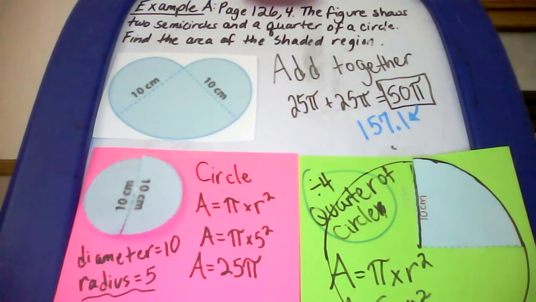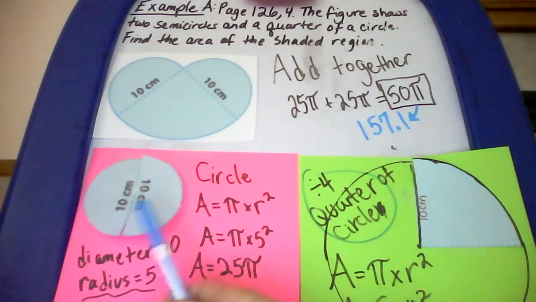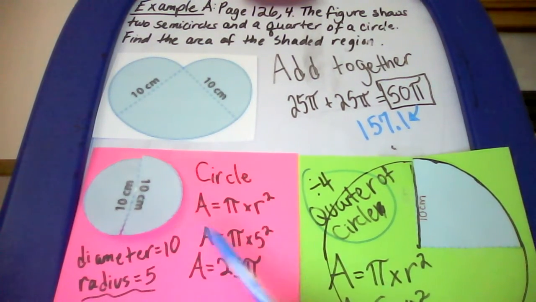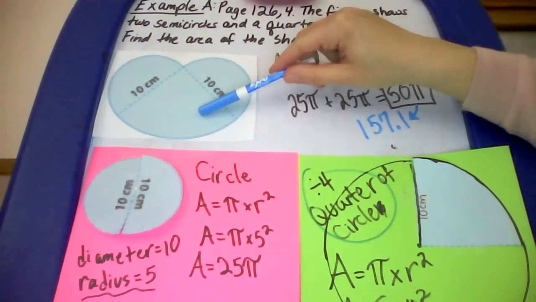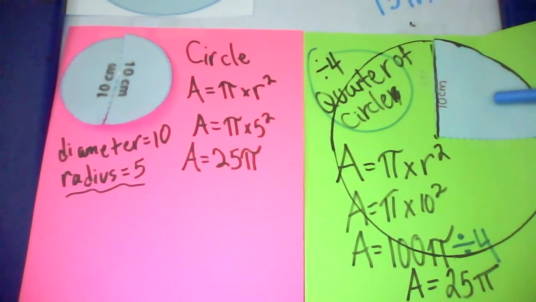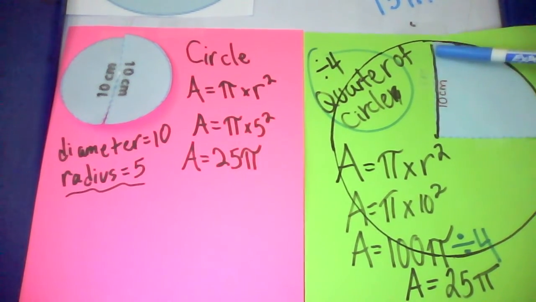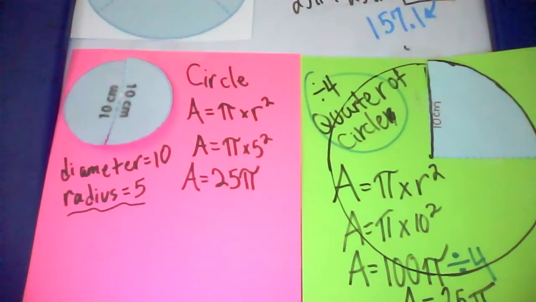Again, what I did for this example: I took my two semicircles and put them together to make a full circle, so I found the area of a full circle. I used half of 10 to get the radius, so I used 5 for the radius here, giving 25 pi. And this piece is a quarter of a circle, so for a quarter of a circle I found the area of the full circle using the 10 as the radius, and then I divided by 4. 100 divided by 4 gives me 25 pi. And then in the end, you add together the two different areas.